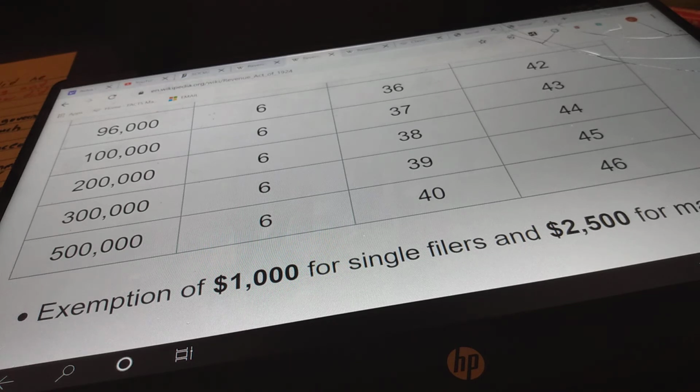And that was all part of Andrew Mellon's plan to lower those tax rates and get more money into the pockets of many people. All right, I'm going to stop the video right there, and I'll pick it up with one more video.